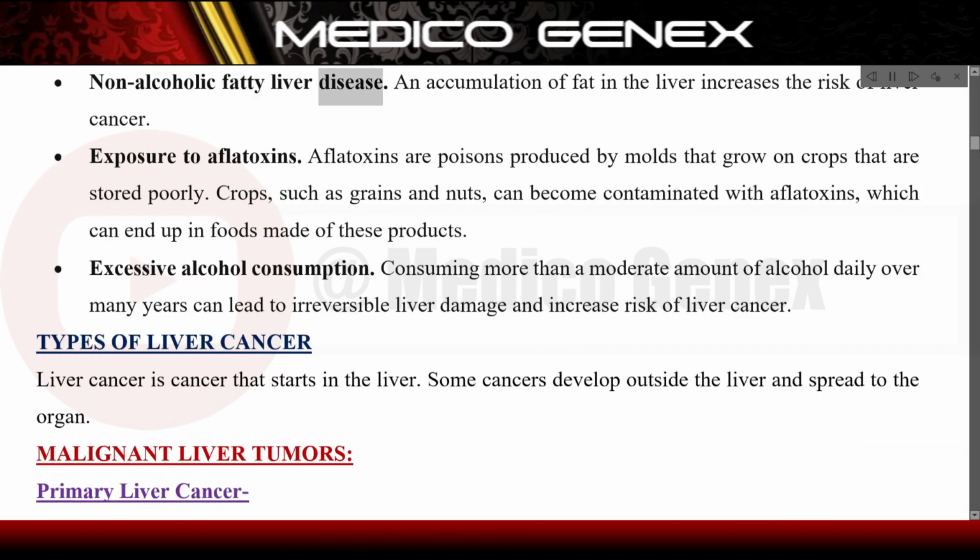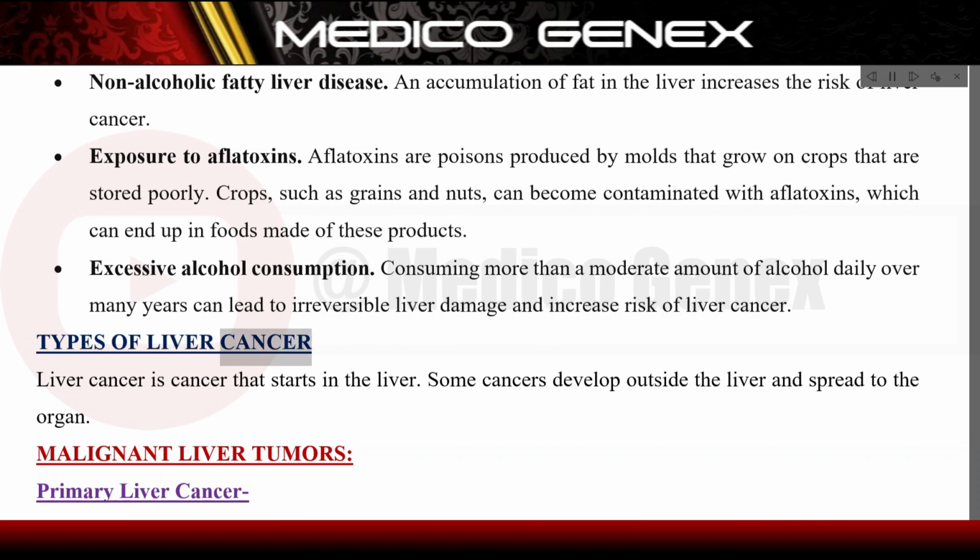Non-alcoholic fatty liver disease. An accumulation of fat in the liver increases the risk of liver cancer. Exposure to aflatoxins. Aflatoxins are poisons produced by molds that grow on crops that are stored poorly. Crops, such as grains and nuts, can become contaminated with aflatoxins, which can end up in foods made of these products. Excessive alcohol consumption. Consuming more than a moderate amount of alcohol daily over many years can lead to irreversible liver damage and increased risk of liver cancer.